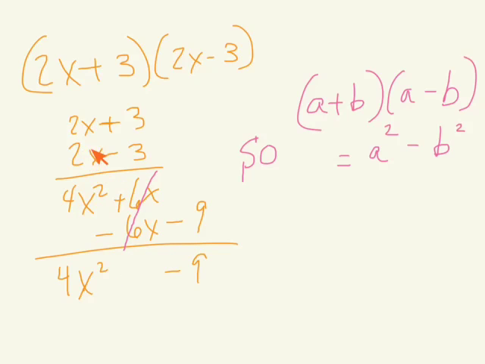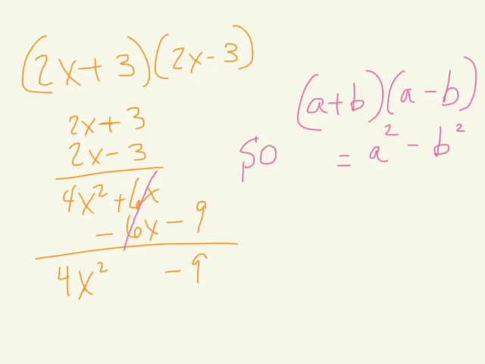So in essence, when it's like this, you get the first term squared. 2x times itself is 4x squared. You get the last term times itself, 3 times 3 is 9. And there's always a minus in here because remember, it's a positive times a negative. So it ends up being like this. A plus b times a minus b, you actually get this term squared, and there's going to be a minus this term squared.